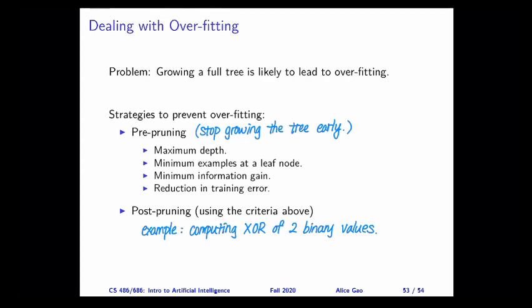That's everything for this video. Let me summarize. After watching this video, you should be able to do the following. Explain how and why overfitting occurs when learning a decision tree. Describe strategies to prevent overfitting when learning a decision tree. Compare and contrast pre-pruning and post-pruning. Explain why post-pruning is better than pre-pruning.